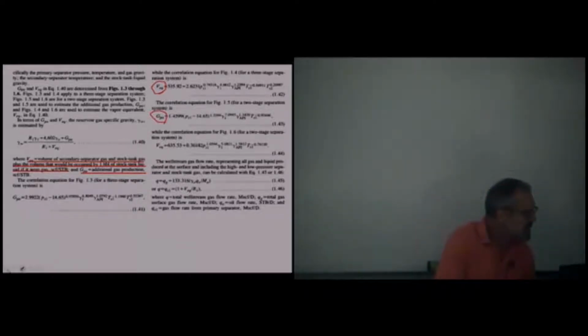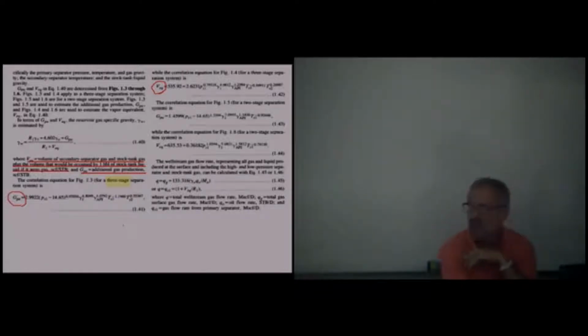Actually, I'm going to grab my eraser here, and this may help. Let's start with GPA. I'm just going to go through this one more time. Additional gas production. That's in addition to the first stage separator. And maybe if I just utilize my animations here.